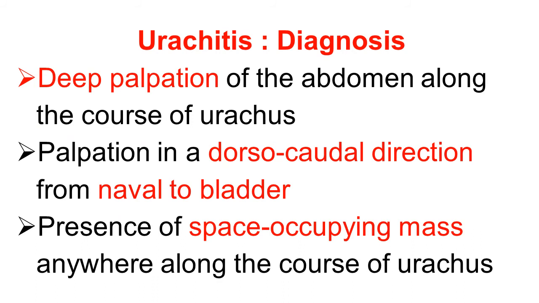Diagnosis of urachitis. Deep palpation of the abdomen along the course of the urachus. The course of urachus is from navel to the bladder. Palpation in the dorsocaudal direction from navel region to bladder. And along this tract, the presence of space occupying mass, that is abscess, can be found anywhere along the course of the urachus.